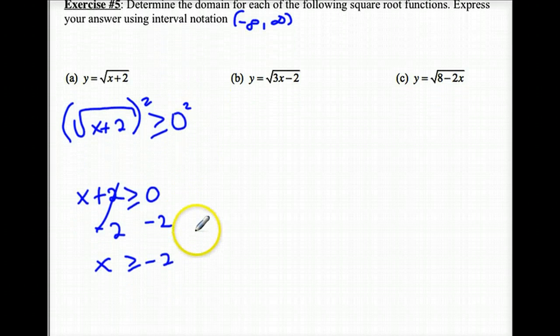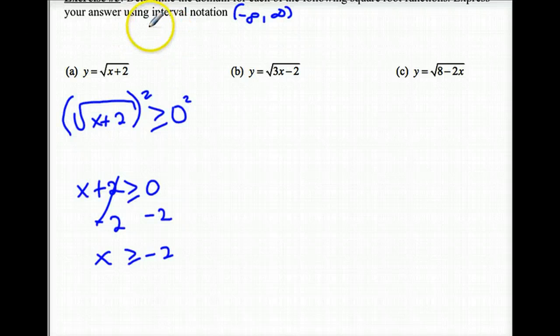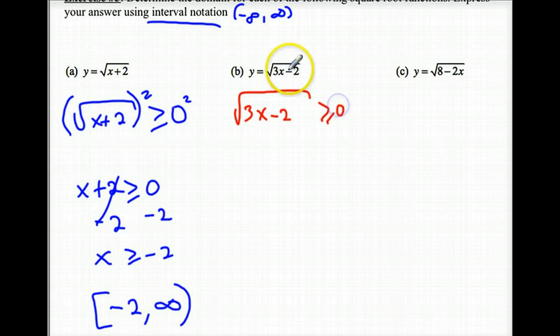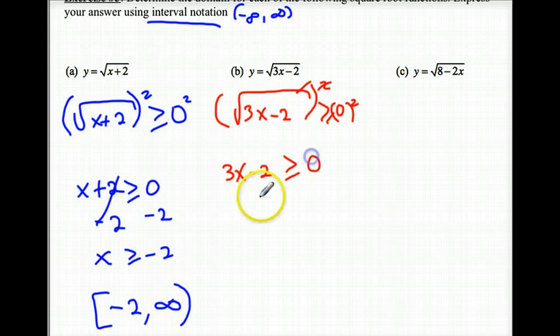But I'm not finished because it says write your answer in interval notation. So interval notation would be my bracket, because it can be equal, -2, comma, and this goes on to infinity with a parenthesis like that. Okay? Same thing goes. The only thing is you got to know how to set these up. 3x minus 2 greater than or equal to 0. Get rid of the square root, just like we talked about previously, squaring both sides. These cancel. 3x minus 2 is greater than or equal to 0.